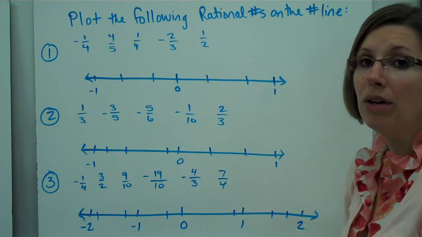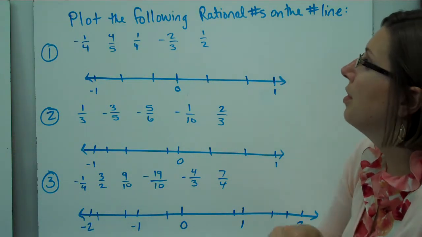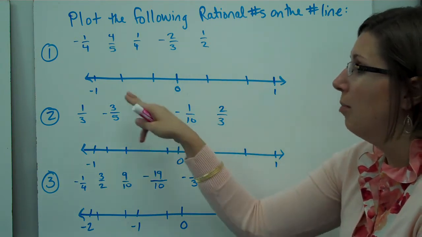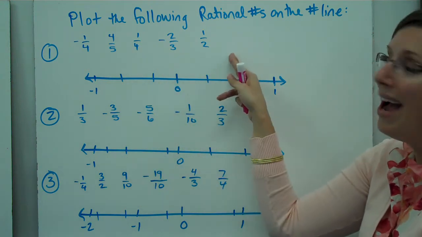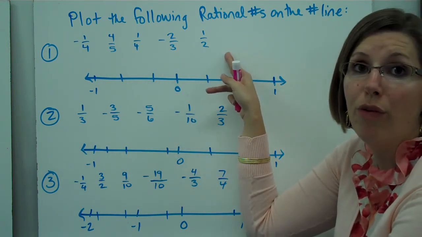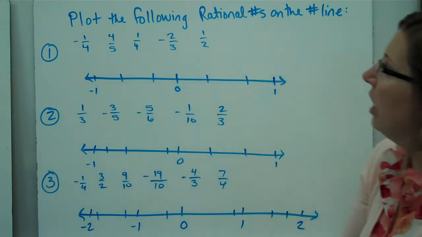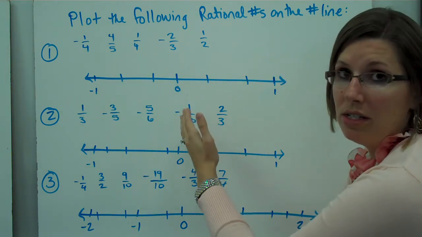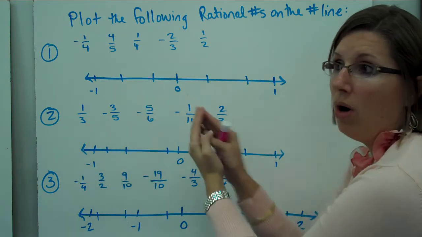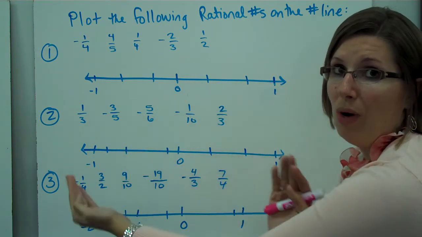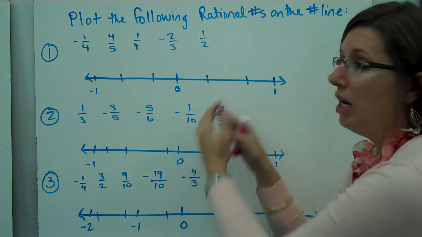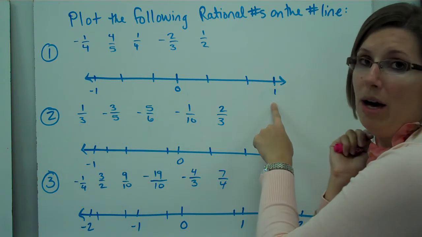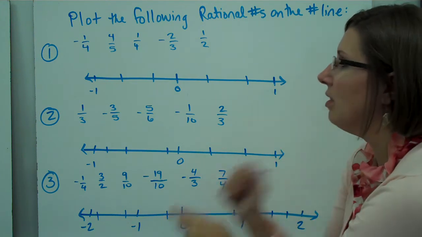All right, now we're going to plot 3 sets of numbers on a number line, but as you can tell, these are all rational numbers. They're positive or negative fractions. So I've got a number line here, but the center is 0, and it only stretches out 1 in the positive direction and 1 in the negative direction. So my number line stretches between negative 1 all the way up to positive 1.